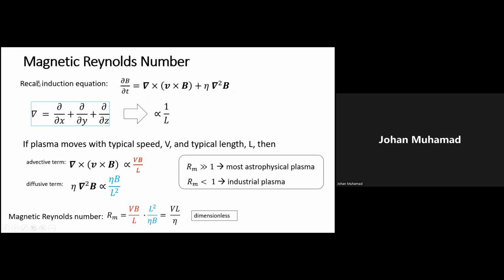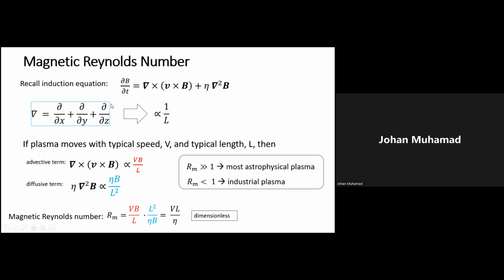Okay, so this one is the magnetic Reynolds number. So we will recall the induction equation like this. dB/dt equals curl V cross B plus eta times this second term like this. We know that this is the diffusive term and this is the advective term. And if you know, the nabla by definition is something like this. So it's proportional to the length of the subject, or the length scale.